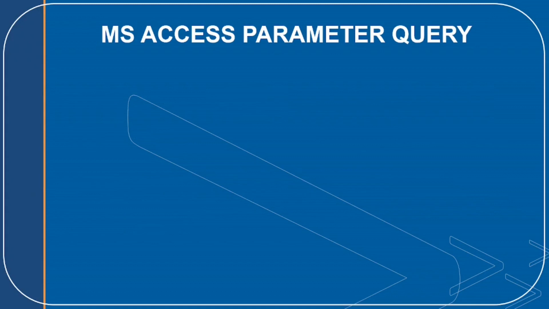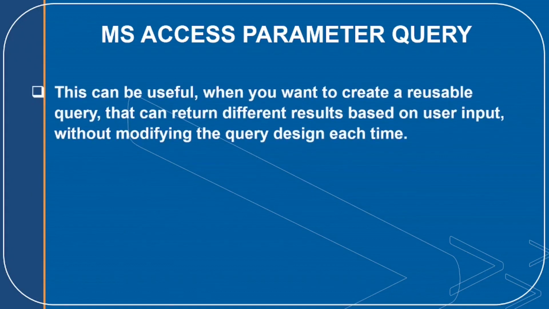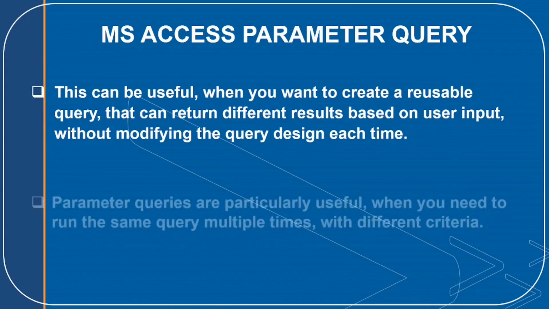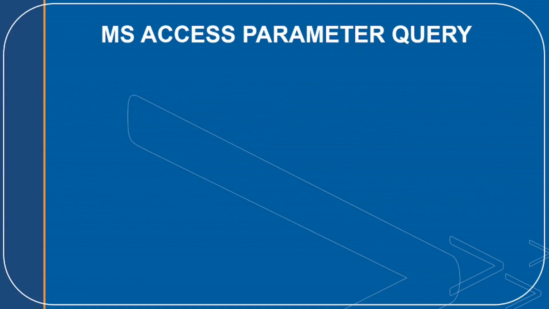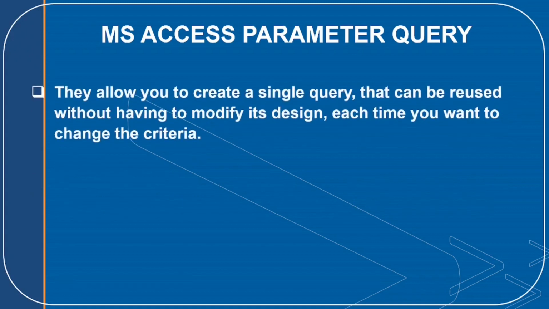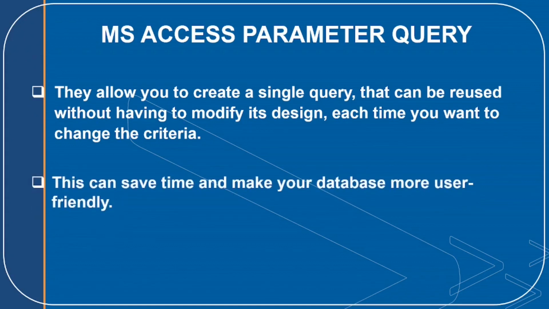This can be useful when you want to create a reusable query that can return different results based on user input without modifying the query design each time. Parameter queries are particularly useful when you need to run the same query multiple times with different criteria. They allow you to create a single query that can be reused without having to modify its design each time you want to change the criteria. This can save time and make your database more user-friendly.